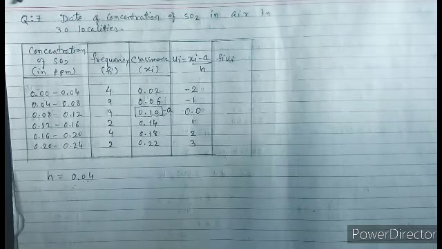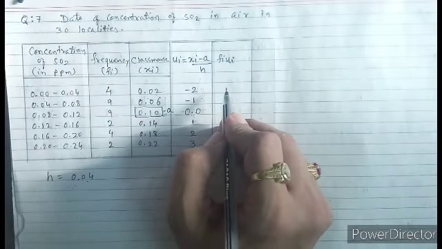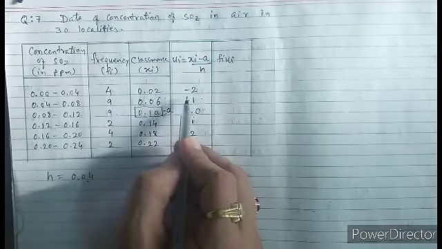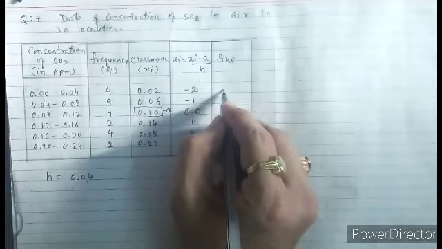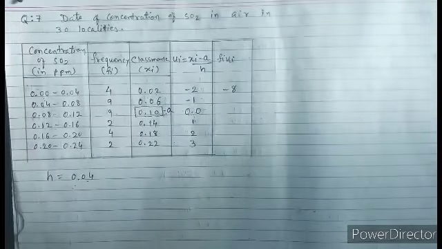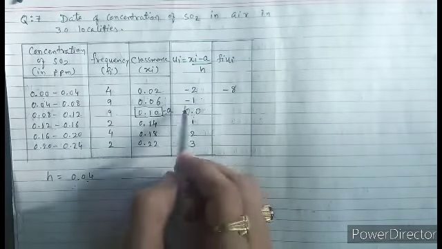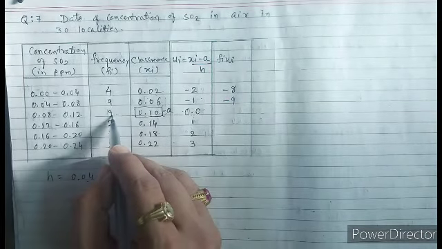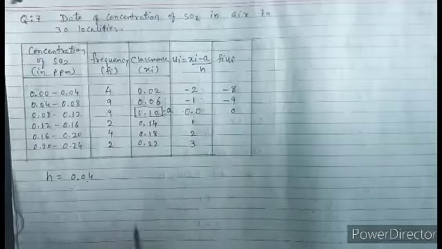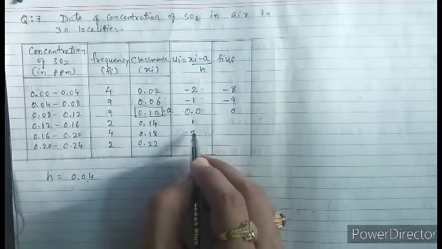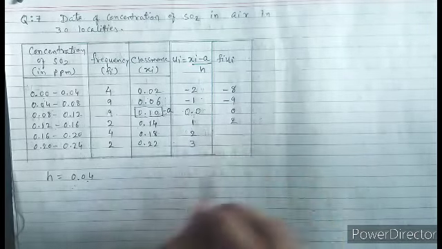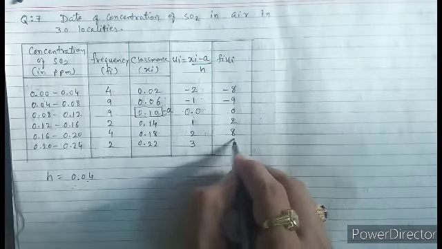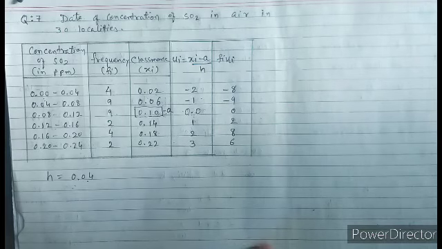Now further we have to get fi ui, that is the product of fi and ui. For the first term, fi is 4 and ui is minus 2. 4 into minus 2 is minus 8. Then for the second term, fi is 9, ui is minus 1. 9 into minus 1 is minus 9. Third term, 9 into 0 is 0. Fourth term, fi is 2, ui is 1. 2 into 1 is 2. Next, 4 into 2 is 8, and the next, 2 into 3 is 6. So these are the values of fi ui.